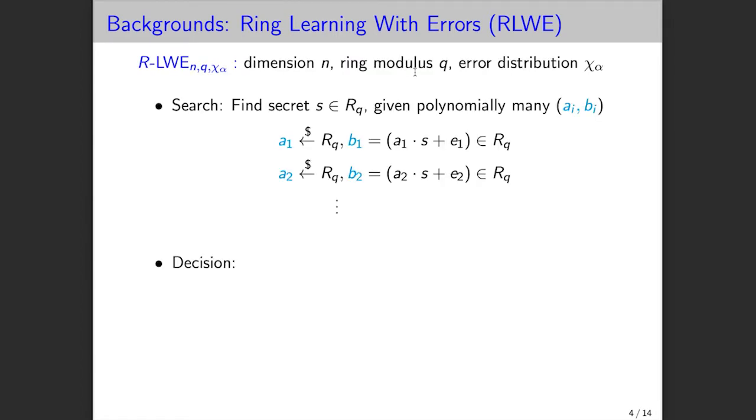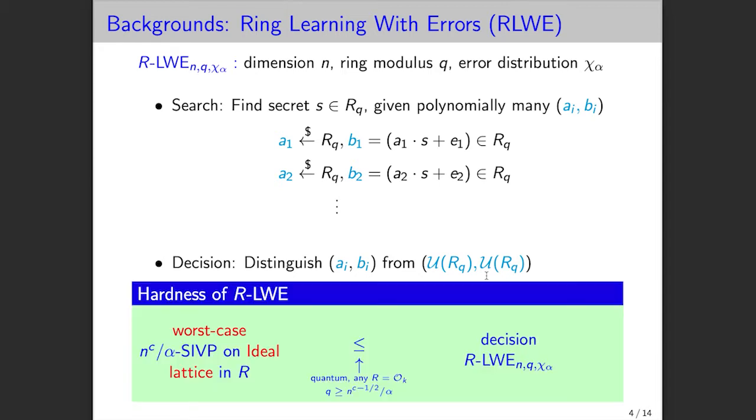In the ring RLWE problem, there are search and decision versions of the problem. The search version gives many, polynomially many, RLWE samples (a_i, b_i), and asks to find S, where b_i is computed as a_i times the secret S plus an error e_i. The decision version asks to distinguish (a_i, b_i) from uniform over R_Q times R_Q. For the hardness, we have a reduction from the decision ring RLWE problem to the worst-case SIVP on ideal lattices. That means if the worst-case SIVP problem on ideal lattices is hard, then the ring RLWE problem is hard.